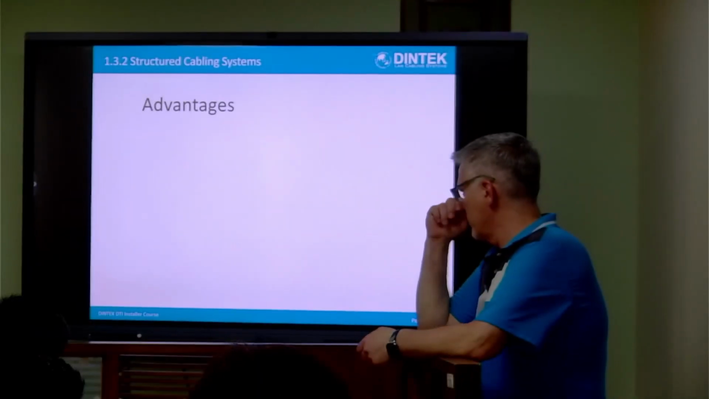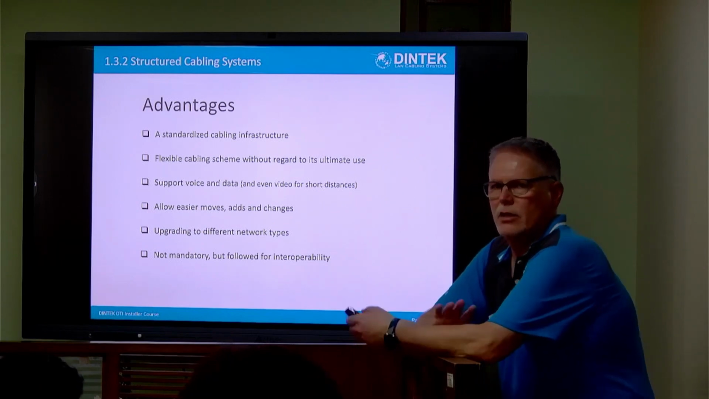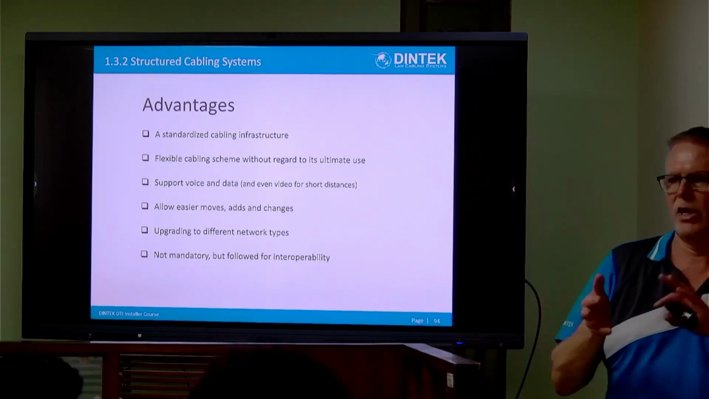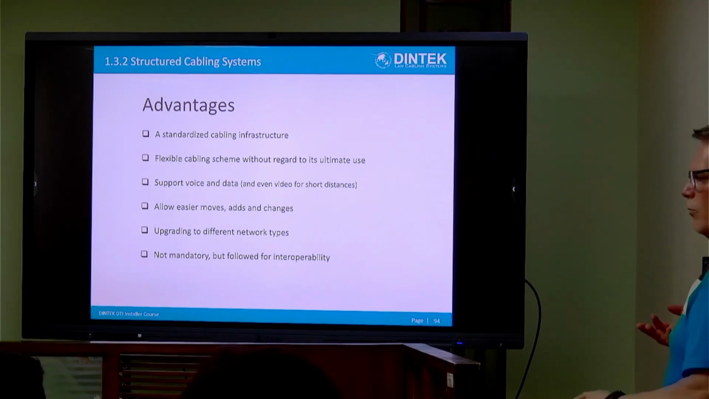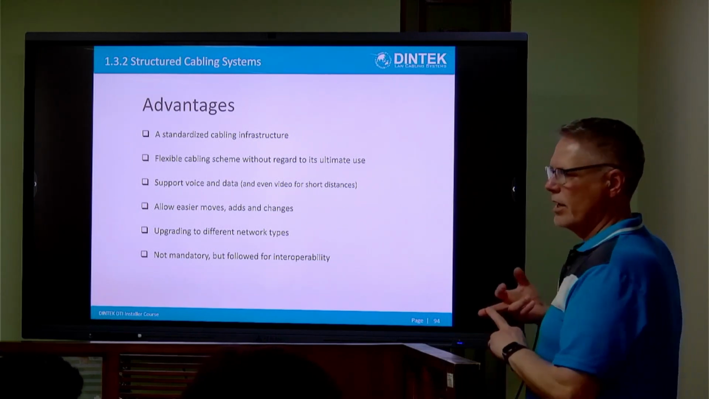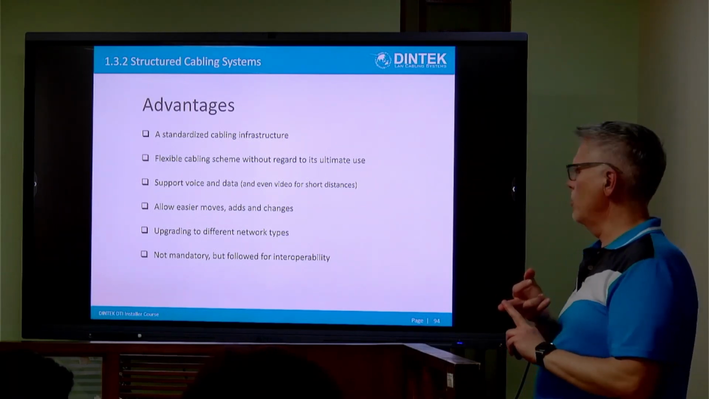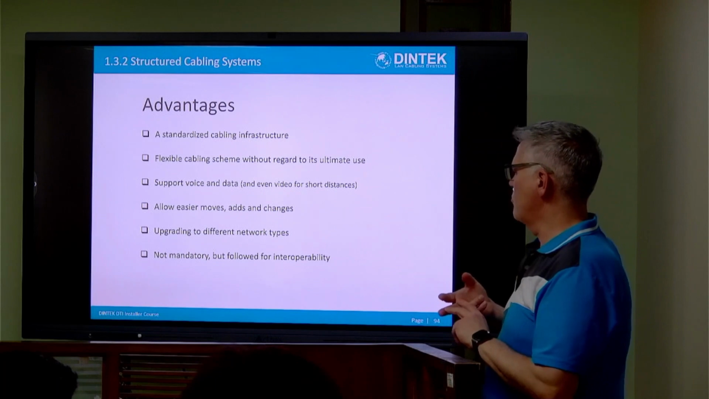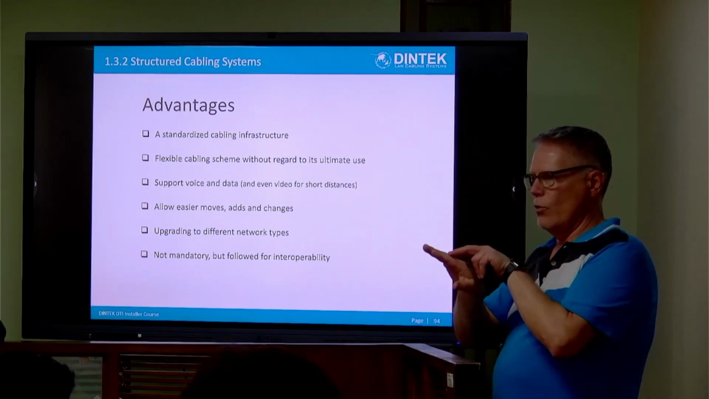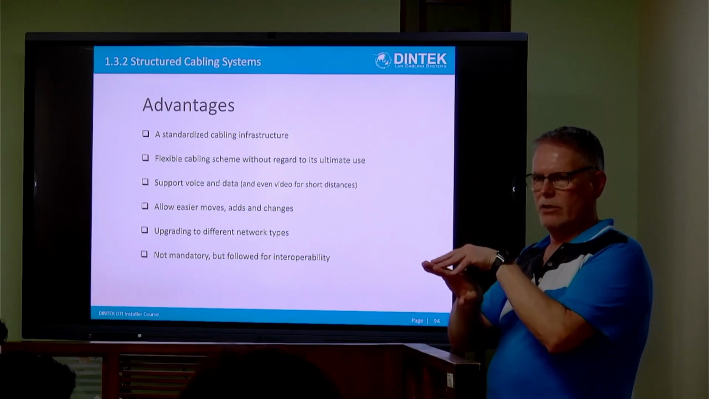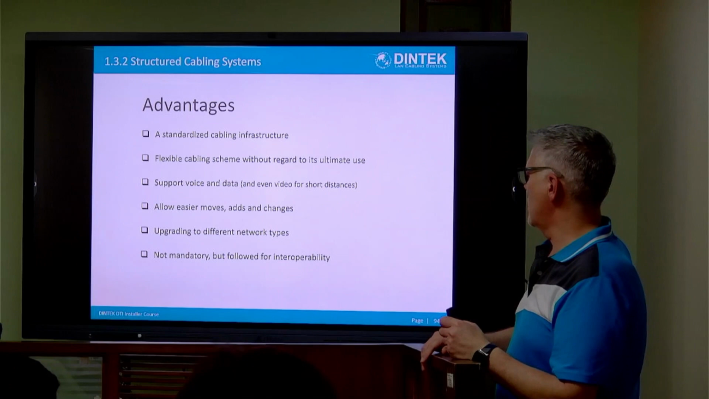What are the advantages of a structured cabling system? Well, first, it's standardized. Cabling infrastructure is the same, always RJ45, always the same type of connection that we do between them, same type of cable, 4-pair twisted pair cable that we use. It's going to support voice and data because our pinouts allow for voice to run across there and Ethernet. Allows easy moves, adds and changes.